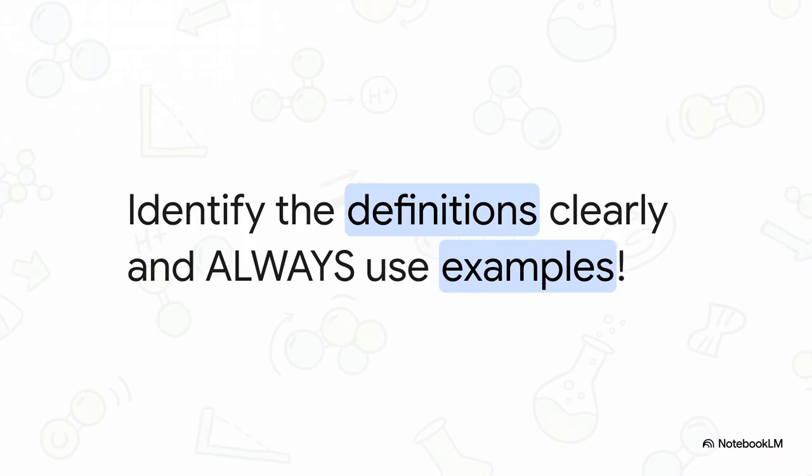And always use examples. Draw the molecules out, draw the vector arrows showing the physical proton transfer, and practice explicitly identifying those conjugate pairs. Doing that is how you secure every single full mark available.